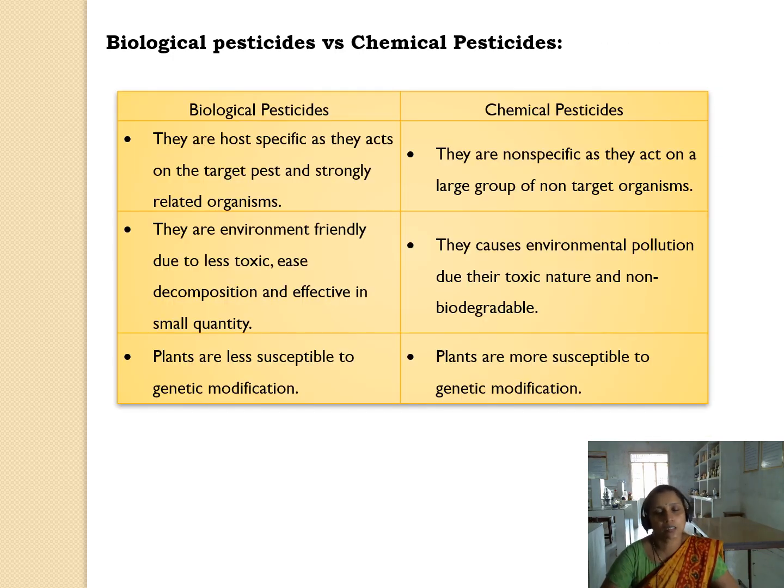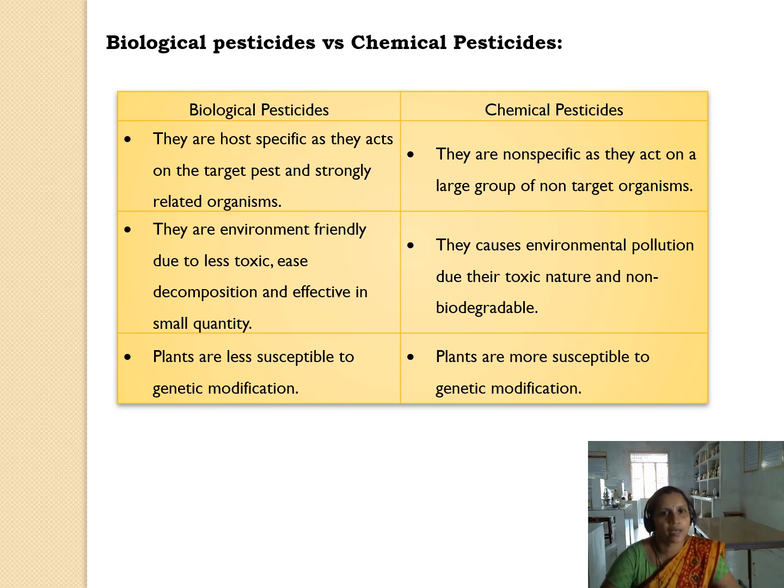So let us discuss what biological pesticides and chemical pesticides are. Obviously, biological pesticides have very good advantages over chemical pesticides, because continuous use of chemical pesticides will not preserve the soil nature for future generations. The product may even result in a carcinogenic effect when humans consume it. That is why there are a lot of advantages when opting for biological pesticides.